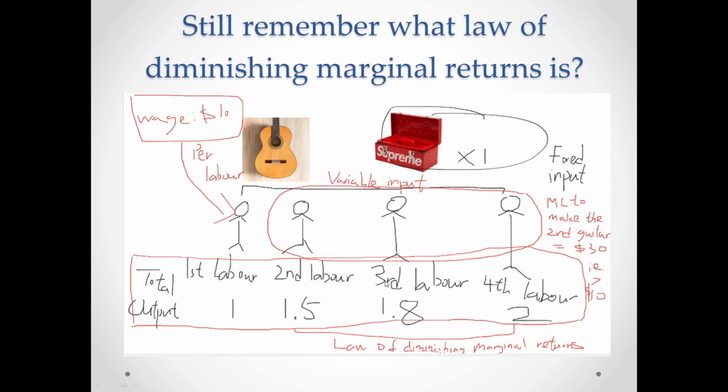If you try to make more guitars and need more workers to do that, when you recruit the third one, you can see the marginal output is even smaller. You need one laborer to make one guitar, but you will need 3 more laborers to make the second guitar, because from 1 to 2 you have 3 laborers that you have to recruit. So that's what the law is.